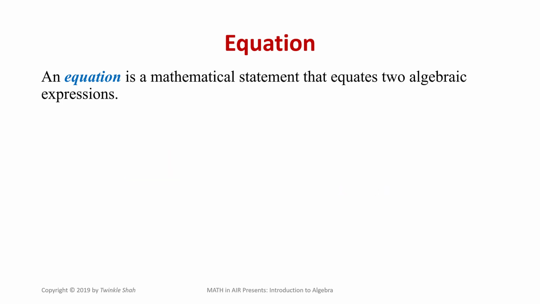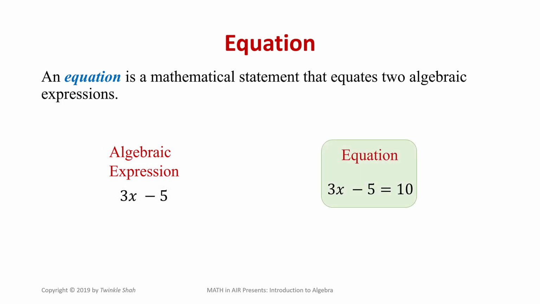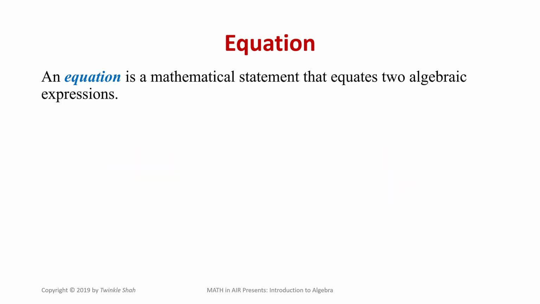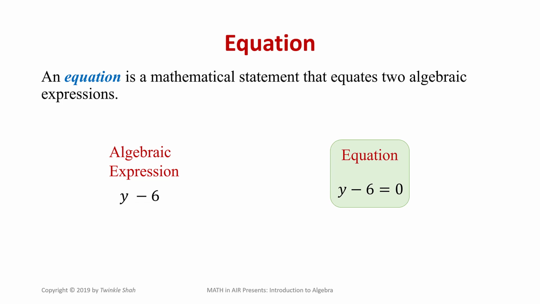Let's see another example. Here we have an algebraic expression 3x minus 5. We can equate this algebraic expression 3x minus 5 to a constant value 10. Here 3x minus 5 is equal to 10 is an equation. Similarly, y minus 6 is an algebraic expression and y minus 6 is equal to 0 is an equation.